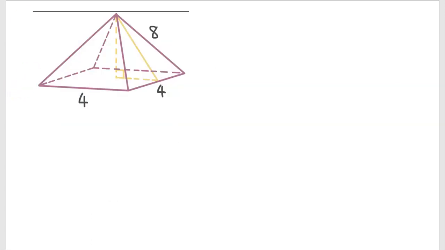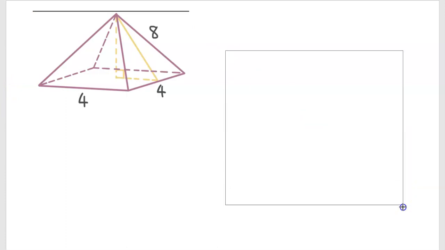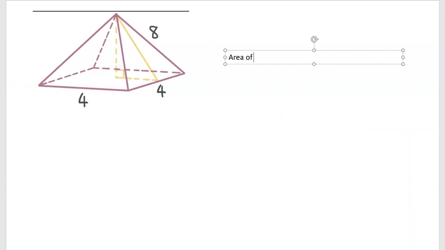Our final one is a pyramid. For a pyramid, we are going to do area of the base times the height. However, for a pyramid, divide by 3. Pyramid, divide by 3. So we do area of the base times the height divided by 3.